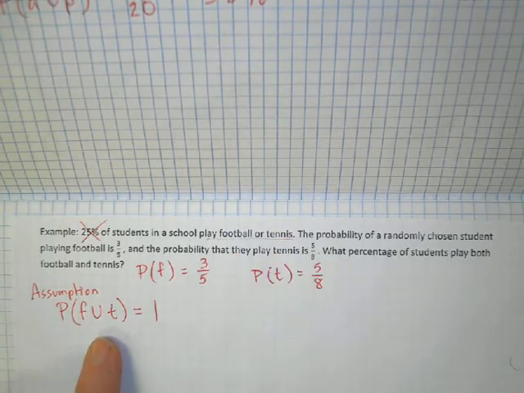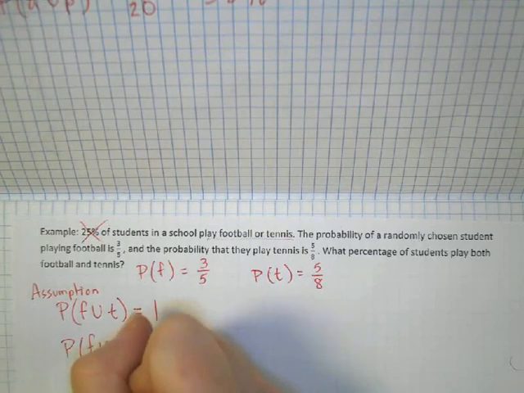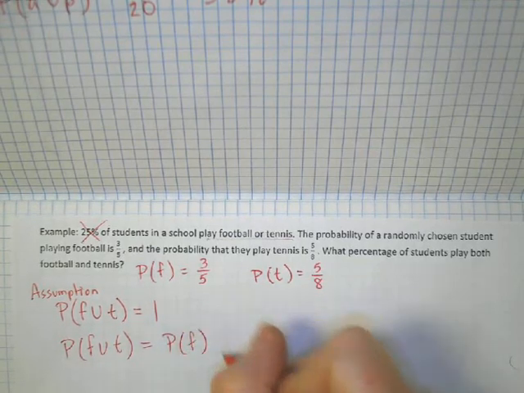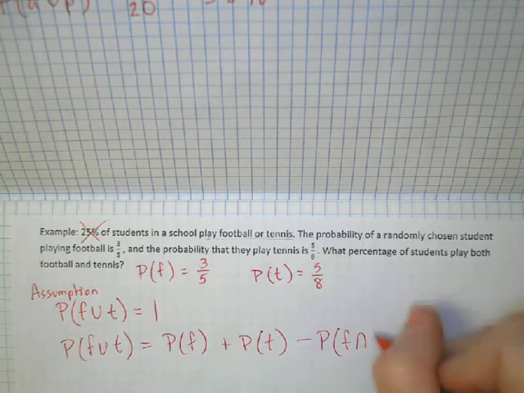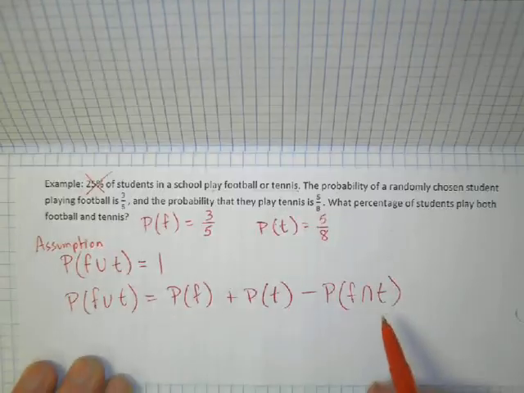Okay, so we know the union's going to be 1. So the probability of football union with tennis is going to be equal to the probability of just football plus the probability of just tennis minus the probability of football and tennis. And this is what we're trying to solve for, football and tennis. So let's fill in what we know.